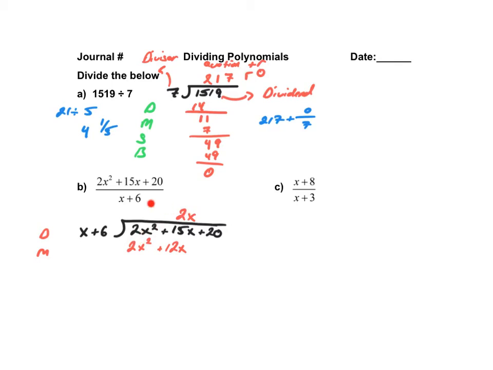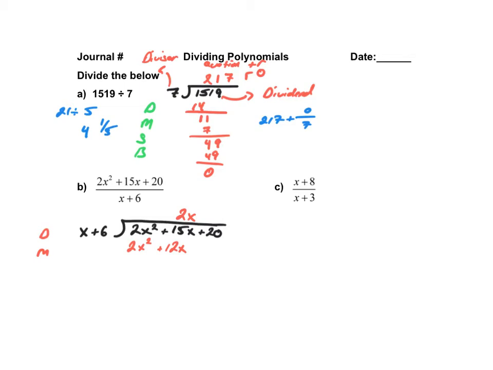But now I'm going to multiply. Although I didn't divide the x and the plus 6 as well, I am going to multiply it now. So 2x times x is 2x squared, and then 2x times 6 is going to be 12x. So far, so good? Jake?